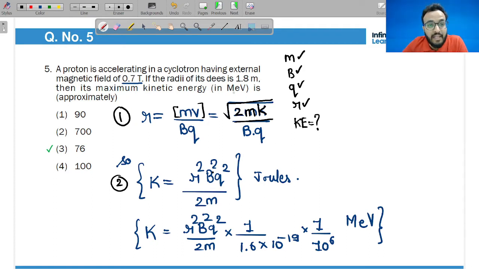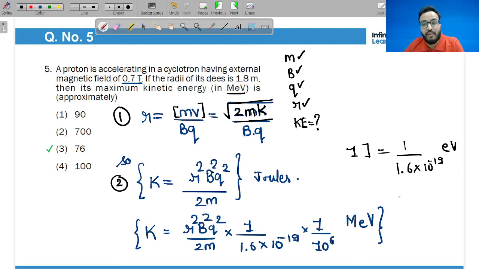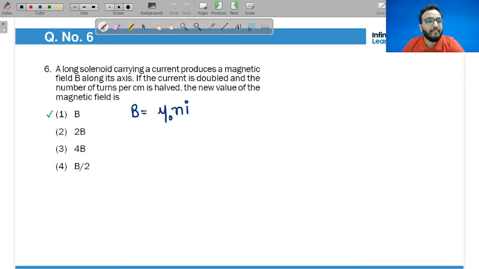Now we want the answer in mega electron volts. That is an interesting fact here. So we have to be very careful that r square B square q square by 2m we have to solve by putting every value, but you have to make sure that 1 joule is 1 upon 1.6 into 10 to the power minus 19 electron volts. And if you want to convert it into mega electron volts, you have to further divide it by 10 to the power 6. That I have done particularly here. I have divided by this value and this value. Then my answer will surely come out in mega electron volts. Are you getting it? So this is an interesting fact, and if you do it properly, you'll definitely get the answer 76.